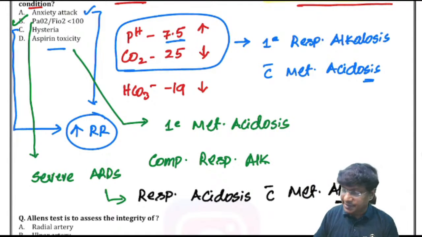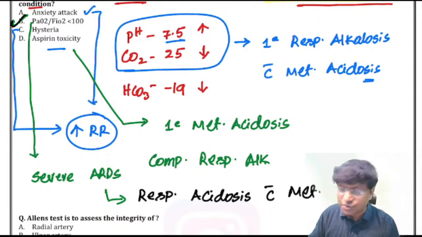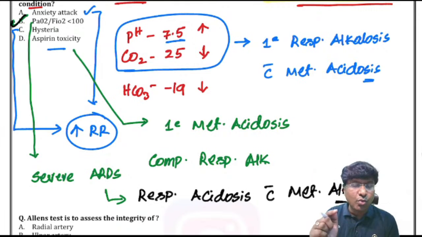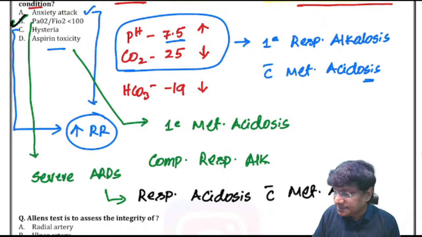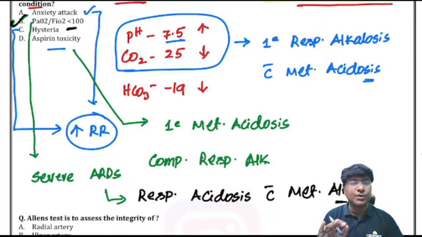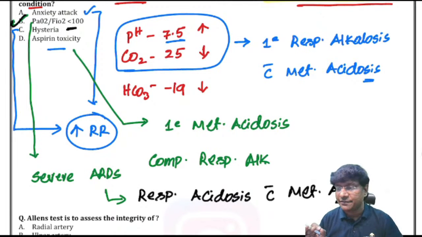So what do you think is the correct answer now? The correct answer here is the best answer. Actually, you have two answers, B as well as D. But if I want to pick only one, let us take the answer as PaO2 by FiO2 less than 100, which you see in patients with severe ARDS.